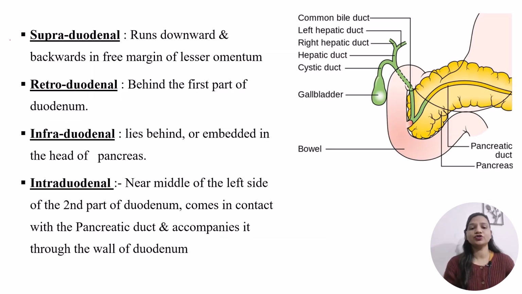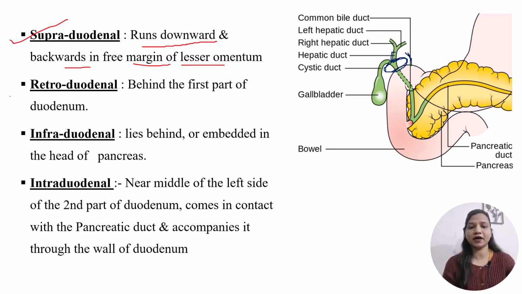The first one is the supraduodenal part, that means the part which is present above the duodenum. This part runs downward and backward in the free margin of the lesser omentum. We can see here the part which is visible above the duodenum. This is called the supraduodenal part, and it runs downward and backward. It goes back to the duodenum in the free margin of the lesser omentum.